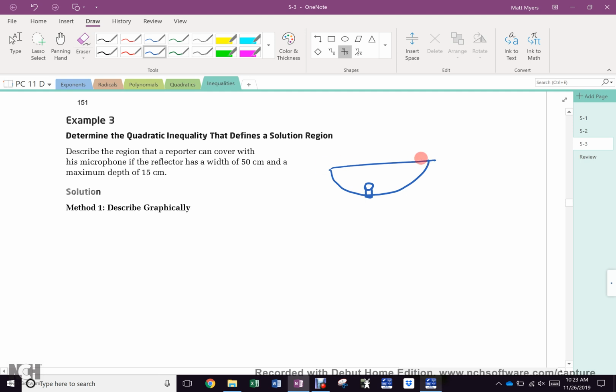How far is this? How far is this? 50. How far is this? 15. So now I want to know how much space I can cover, right? Well, we know this is a parabola, yes? So obviously, where's the space the microphone will get? Inside or outside? Inside.